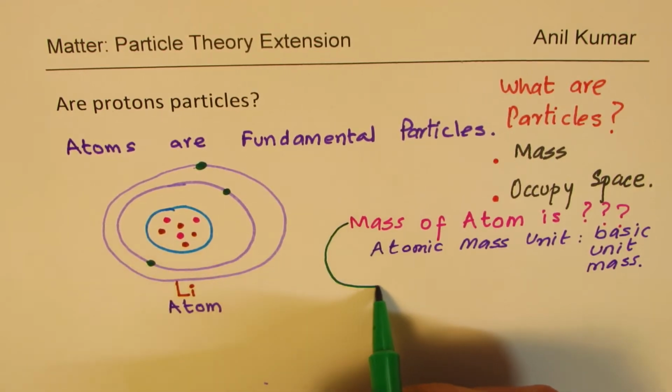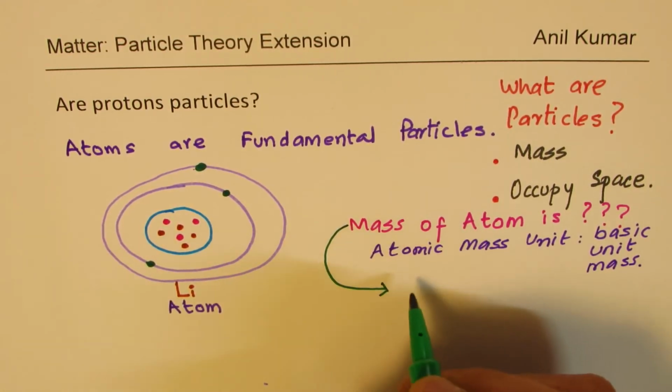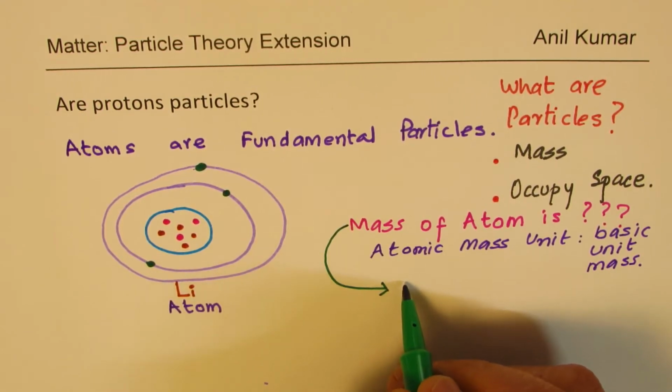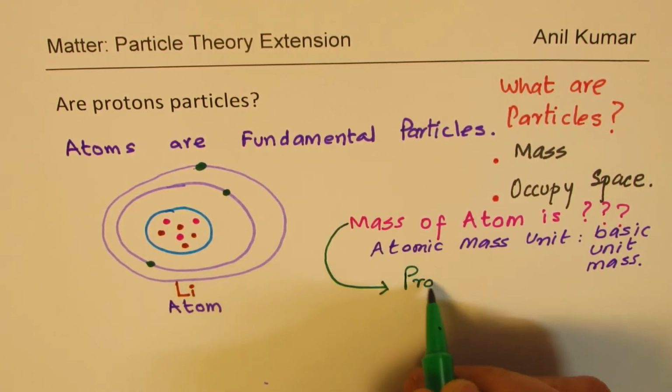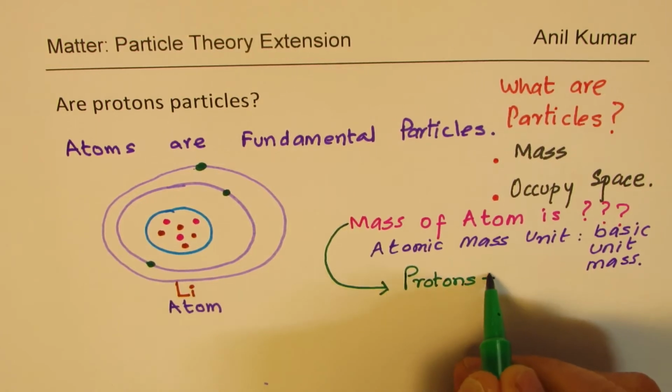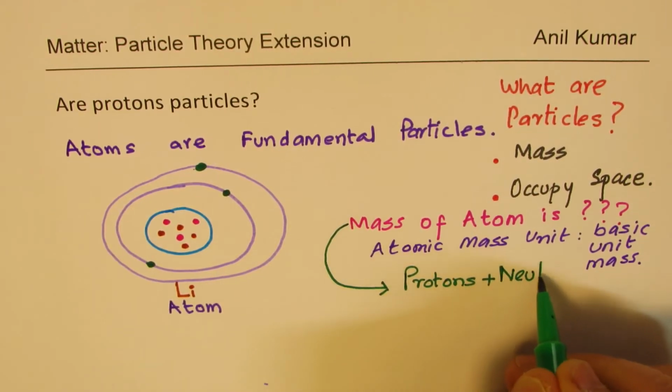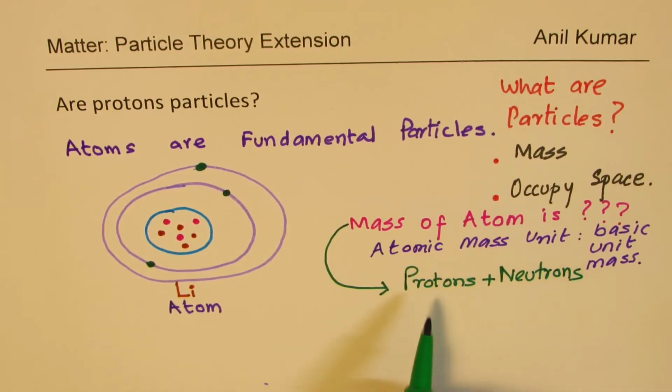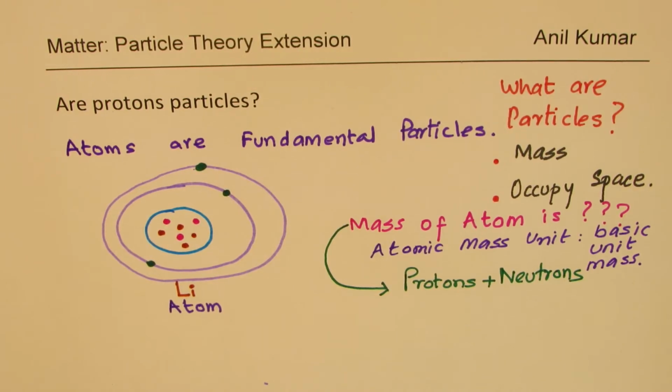When we are talking about mass of an atom, we are also saying that most of it comes from two things. One is the protons, and the other one is the neutrons. That means protons and neutrons mass should be basic, right? Mass of the atom comes right from the center, and most of it is from these two. So that's the thing. Then again the question is, why are protons and neutrons also not particles?